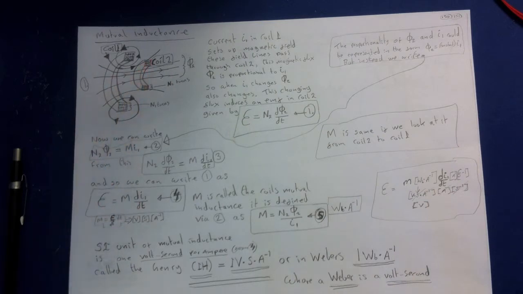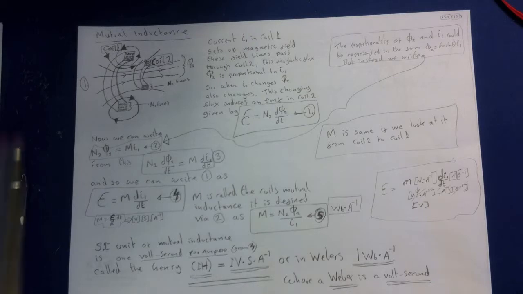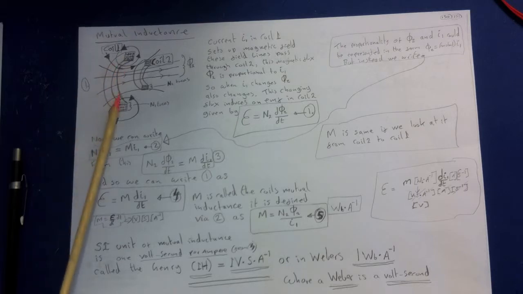The constant M, which depends only on the geometry of the two coils, is called their mutual inductance. It is defined by equation 2 here, and may be written as M equals N2 Φ2 over I1, like so. To find our mutual inductance value, we can plug these values in and we'll get that. The entire discussion can be repeated for the case where a changing current I2 in coil 2 causes a changing flux Φ1 coming through coil 1, and hence an EMF E1 in coil 1.